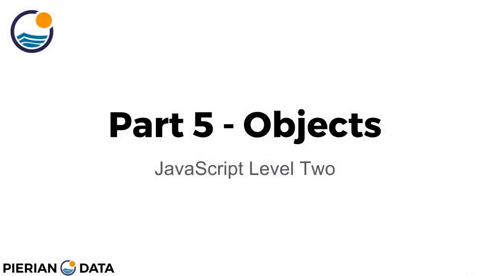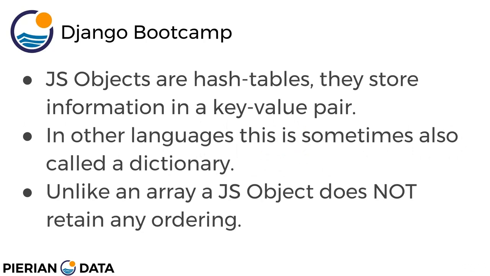Welcome back to Part 5, Objects. In this lecture, we're going to be talking about JavaScript objects. And JavaScript objects are essentially hash tables. They store information in a key-value pair. In other programming languages, this is sometimes known as a dictionary.